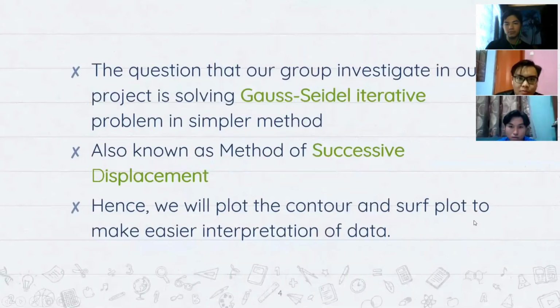Moving on to project background. The question that our team had chosen is regarding solving the Gauss-Seidel iterative problem. We are going to do this in a simpler way. Gauss-Seidel iterative is also known as the method of successive displacement. And for the final answer, we will plot the contour and surf plot, and hence make interpretation of data easier.